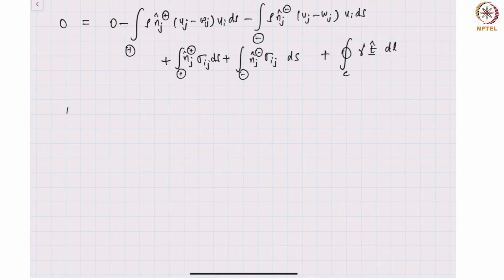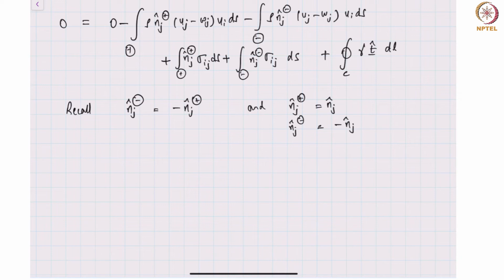Now, recall that nj minus is the negative of nj plus. Therefore, wherever there's nj plus, I can simply write it as nj, and nj minus, I'll simply write as minus nj. That's a convention that we followed earlier as well, so nothing new there.